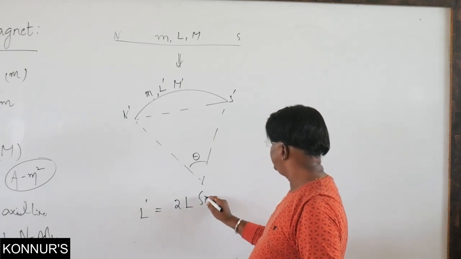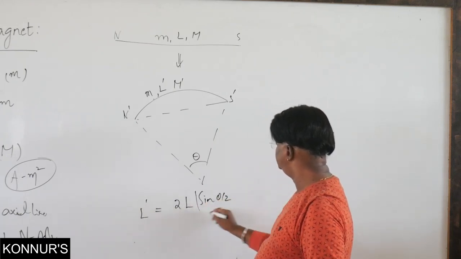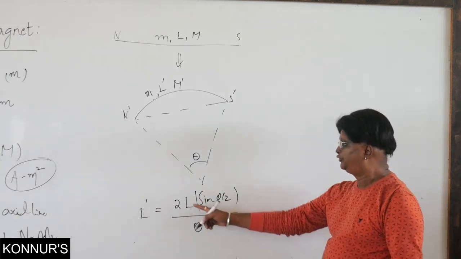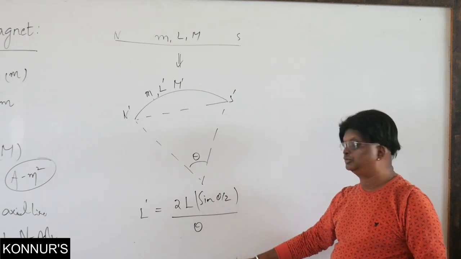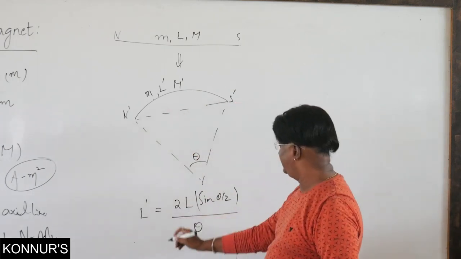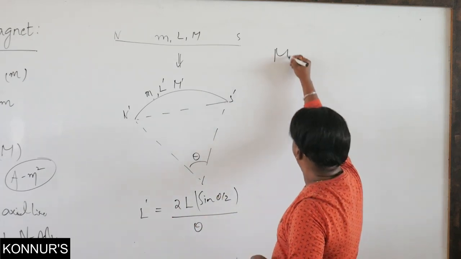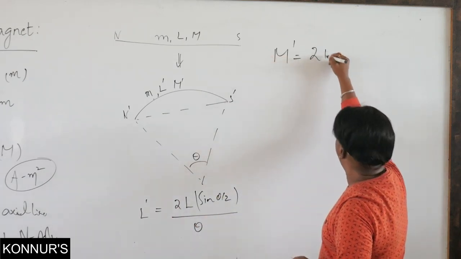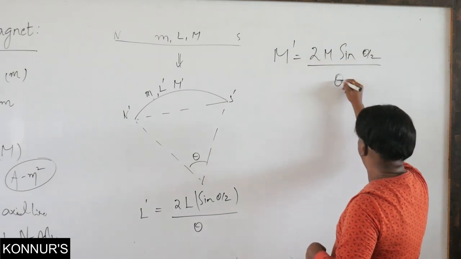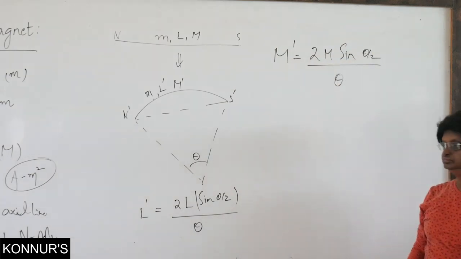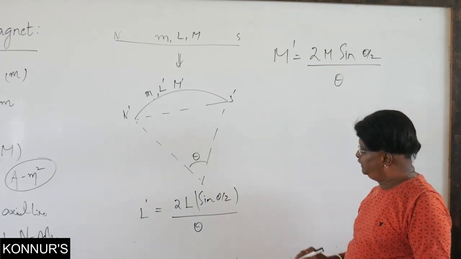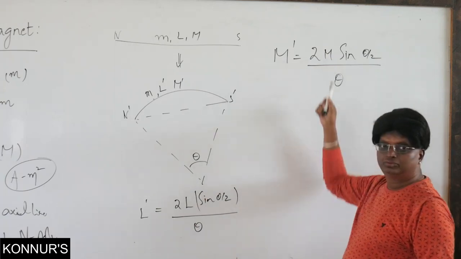L dash is equal to 2L sine of theta by 2, divided by theta, and hence M dash is equal to 2M sine of theta by 2, divided by theta. Both the results you please remember. And when you are doing that, don't forget this number 2, of course.